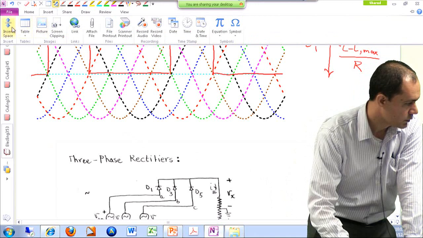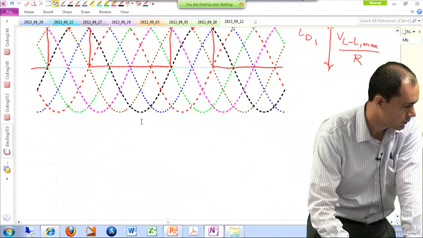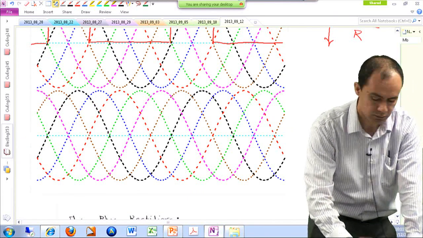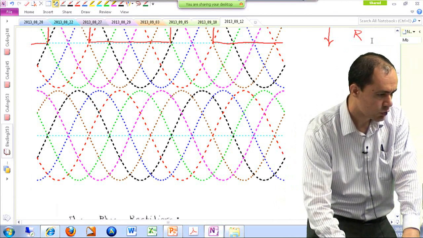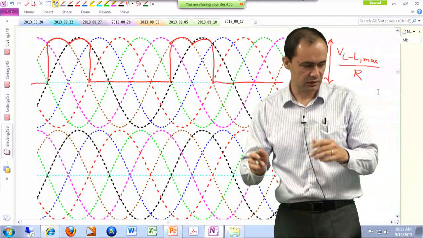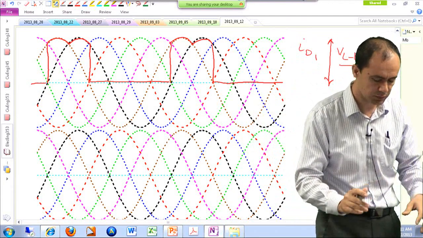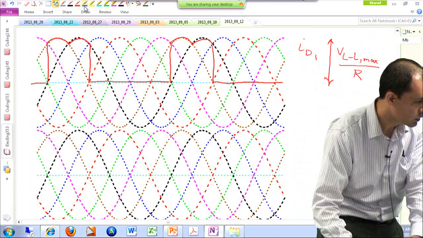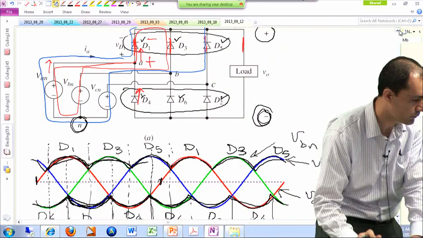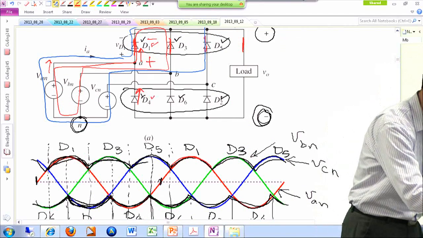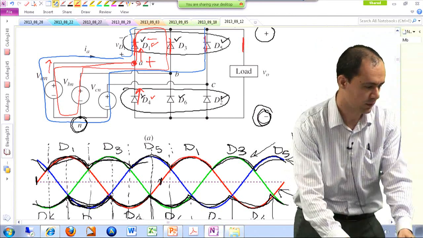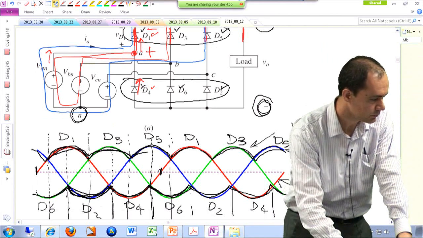All right, insert. So let me just draw it over here. I already have ID1, and let's say we already know what ID4 is. Let me actually plot it. It may not be a bad idea. So I'm trying to plot ID1 minus ID4. D1 is here, D4 is here. If I get the subtraction, applying KCL over here, that would be the phase current of phase A.